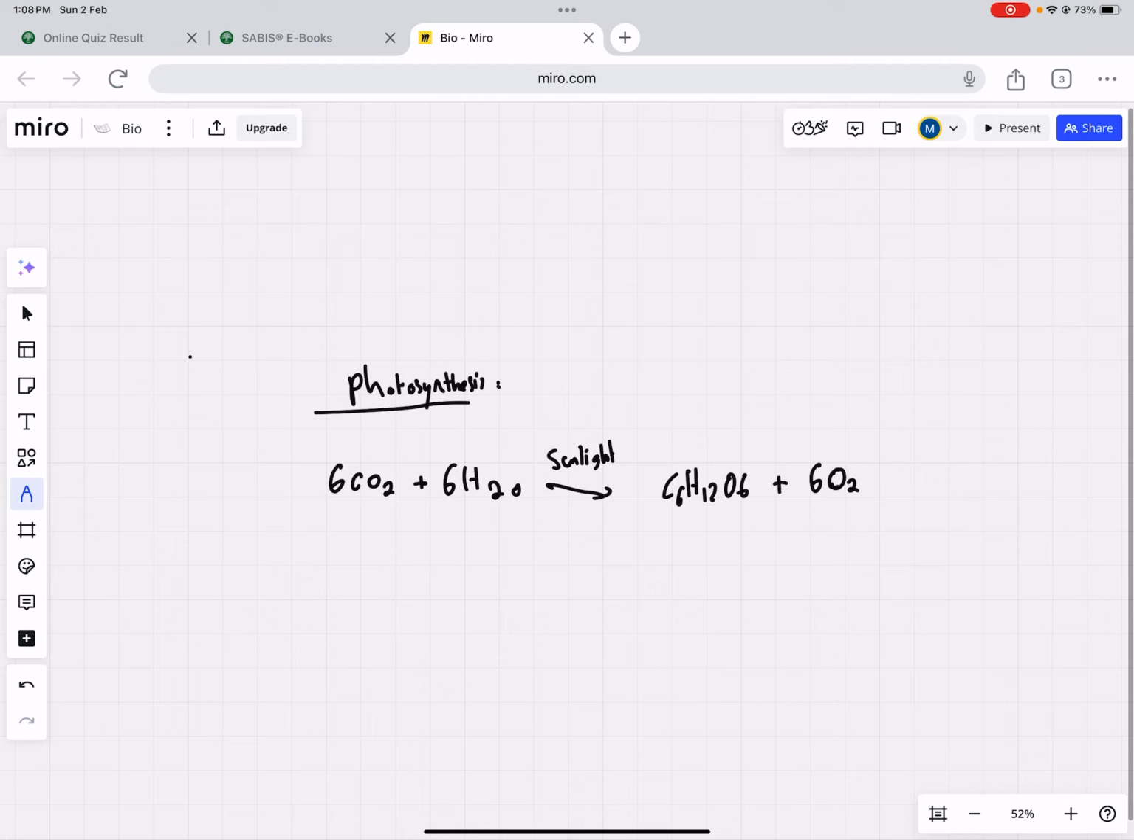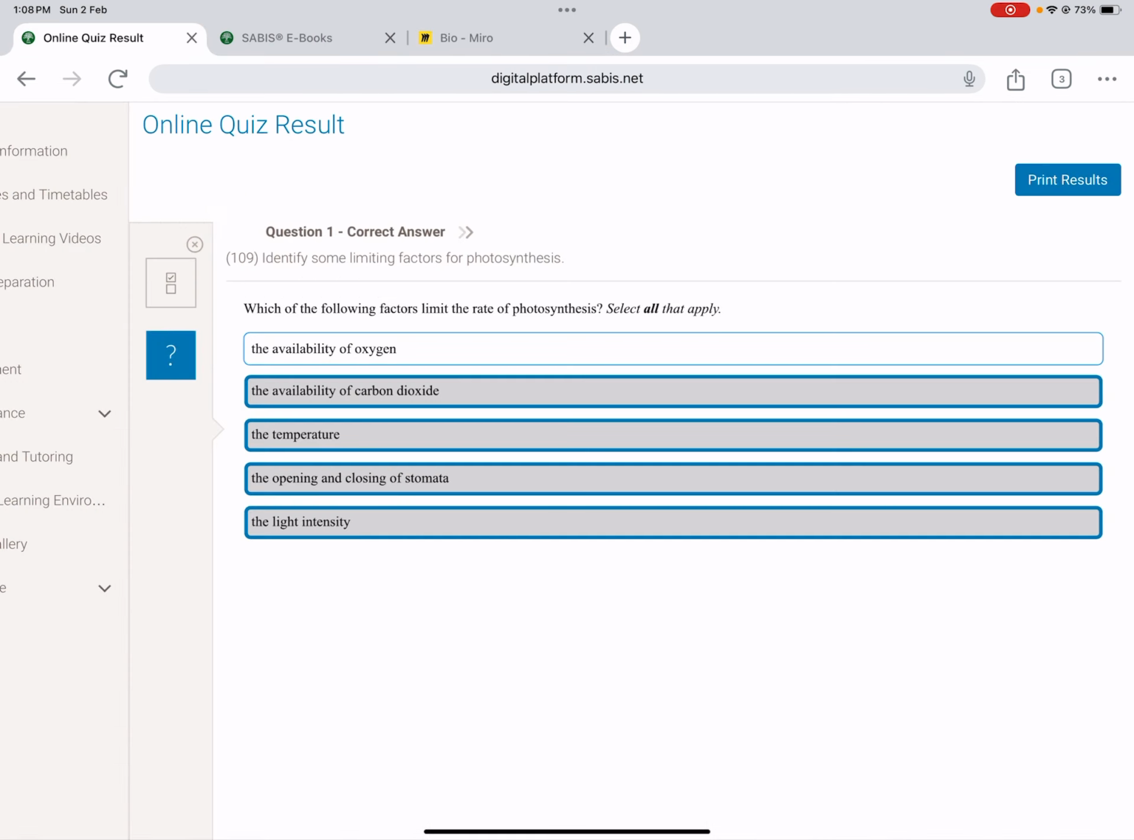Now, if you remember, how did CO2 enter the plant? Remember, it was through the stomata, and the water through the roots, and of course, sunlight is absorbed by the leaves. So let's look at the question.